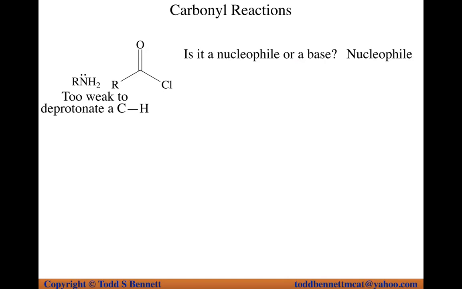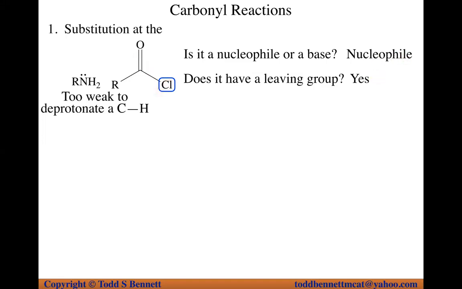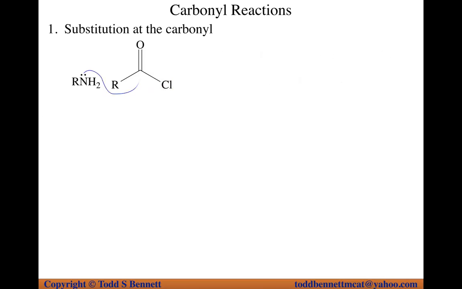And then number two, do we have a leaving group? Ends up, as mentioned, chlorine is an excellent leaving group. So because it has a nucleophile and a leaving group, the nucleophile is going to attack the carbonyl. It's going to kick up, kick in, and kick out a leaving group, undergoing what's known as a substitution reaction. So the combination of nucleophile and a leaving group results in a substitution of the carbonyl.